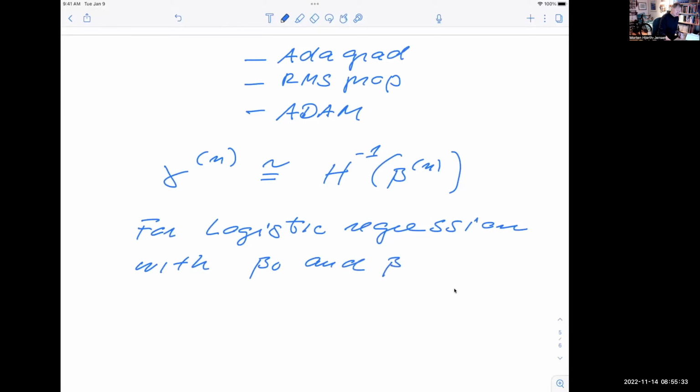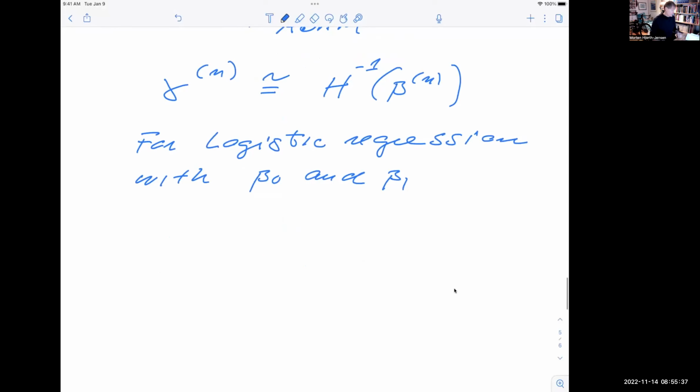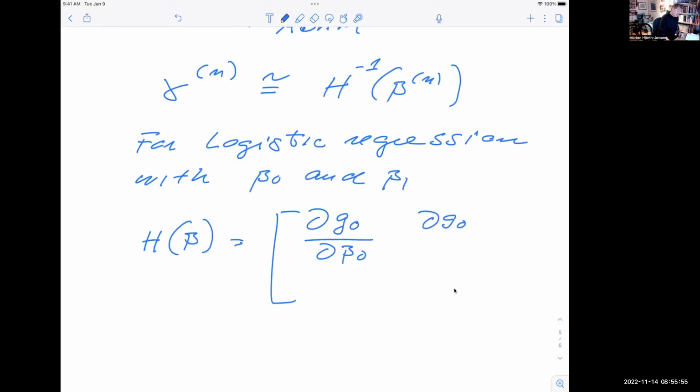This is something which we actually can consider evaluating fully. So with these two parameters, what we have is that this h of beta is given by a matrix, which is actually nothing but the Jacobian matrix, where we have the gradient g0 for beta 0, and then we have the gradient g0, which we defined in the beginning of the lecture today, and beta 1.